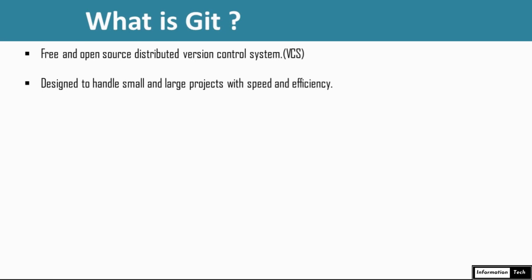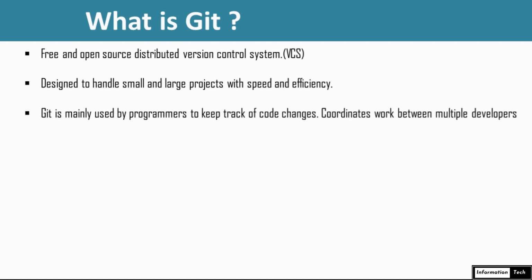Git is primarily used by programmers and developers to keep track of code changes and also to coordinate work between multiple developers. So it allows multiple developers to work on the same project. Git is run through the command line if you're on a Windows-based machine, or the terminal if you are using a Mac. Git keeps the records of the changes you make to files in what is called a repository.